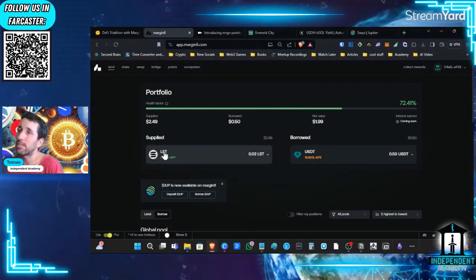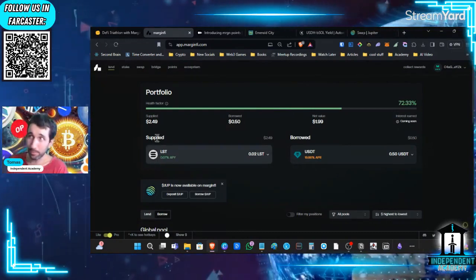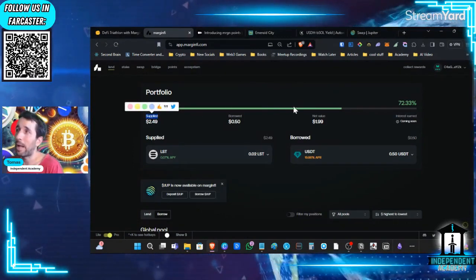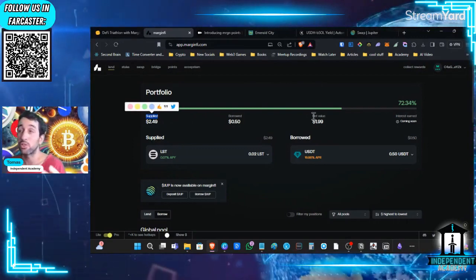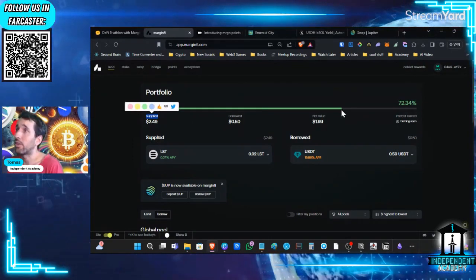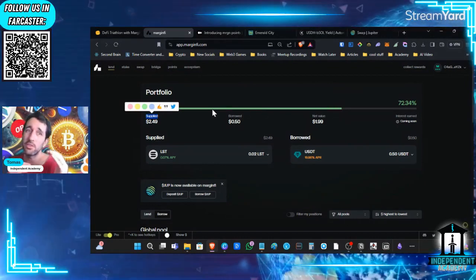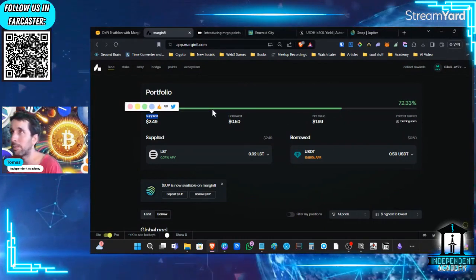Now, because LST is tied to the price of SOL, if the price of SOL is going to go up, that means that our value supplied is going to go higher, and our ability to borrow is going to increase. At the same time, if the price of SOL is going down, the health of our loan is going to start going into the red zone if SOL starts to lose value against the dollar. So you always have to keep an eye on that.